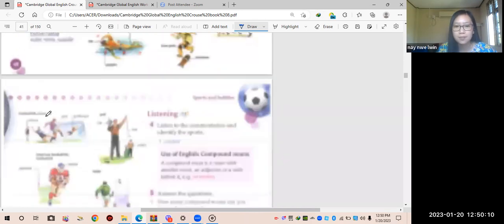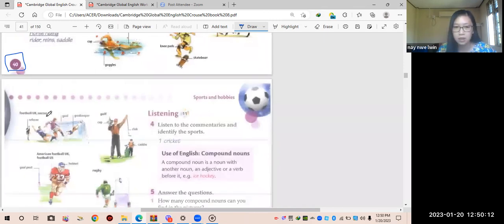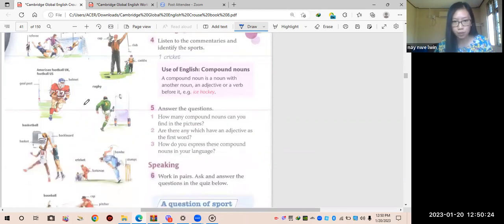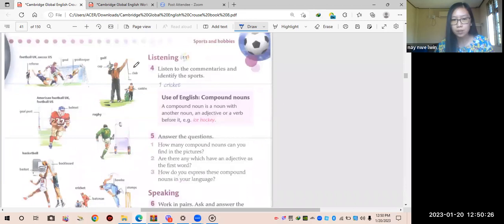Okay, so let's move to the next page, which is on page number 41. There is also listening 11. You have to do the same exercise, just like listening 10. There are also 10 more sports. So as usual, before doing the listening, we'll talk about the games first.